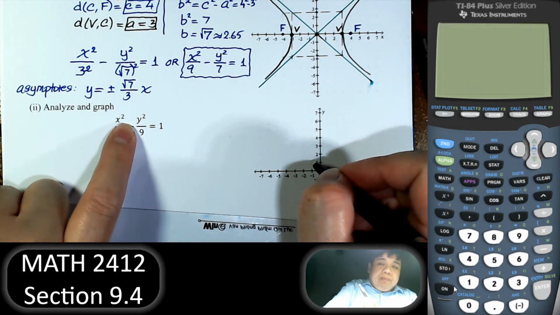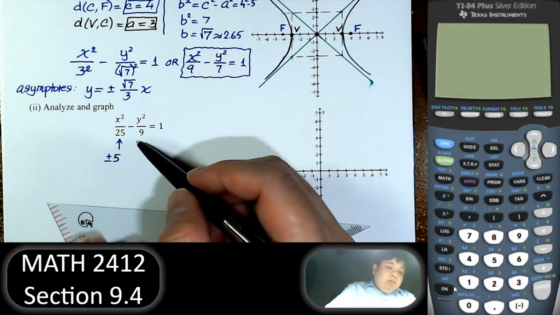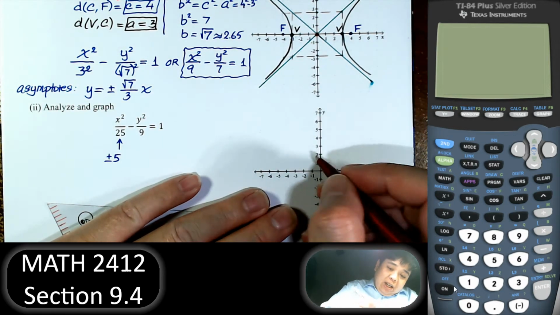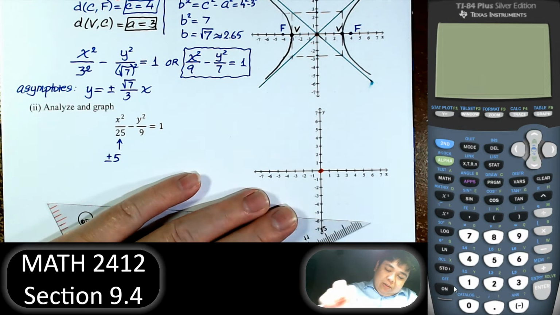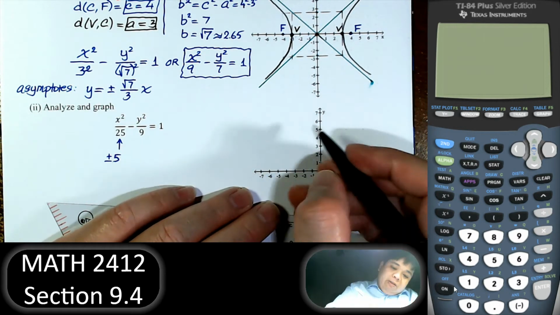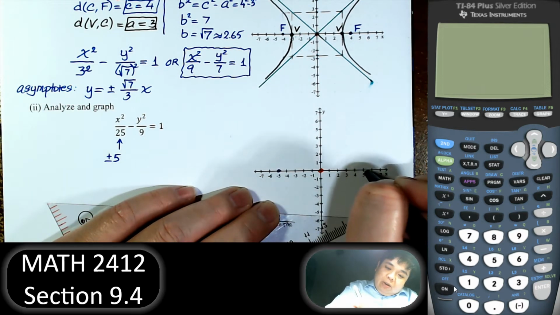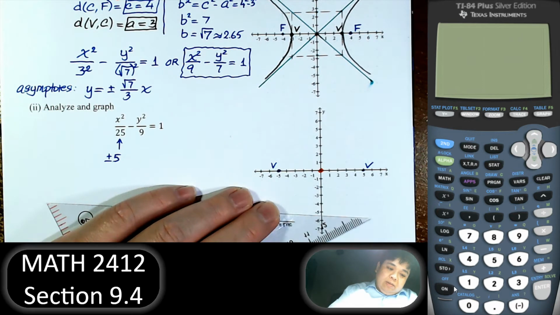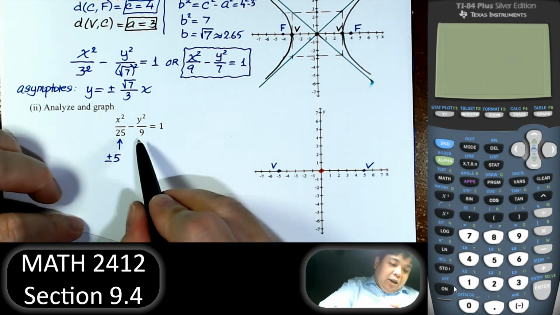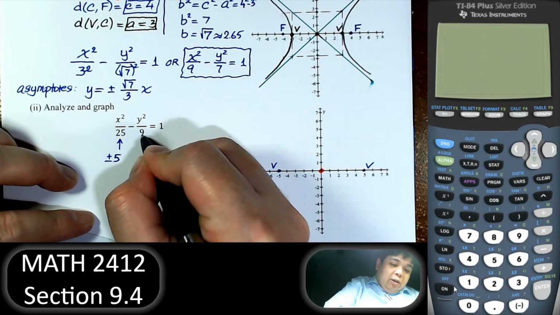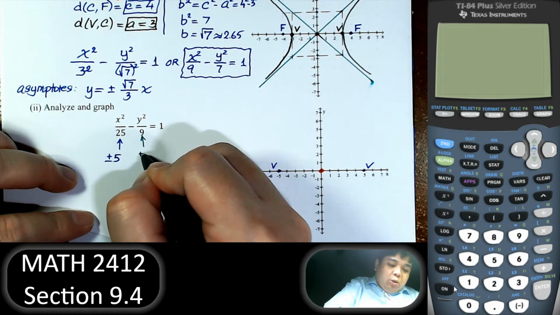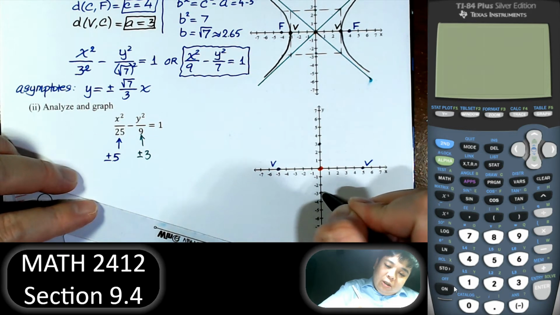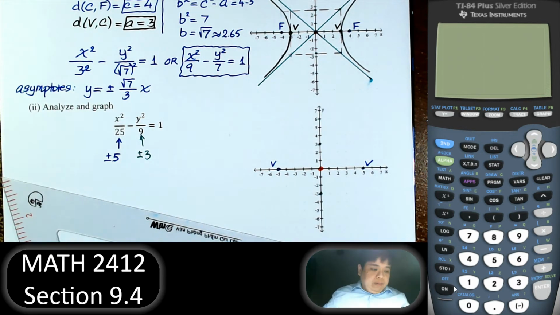X squared and y squared. If it is x minus h or y minus k, then we have the center. In this case, the center would be at 0, 0. 5 on the left and 5 on the right, those are the vertices. 9 below the y, so we have plus or minus 3. So 3 up, 3 down on the y.